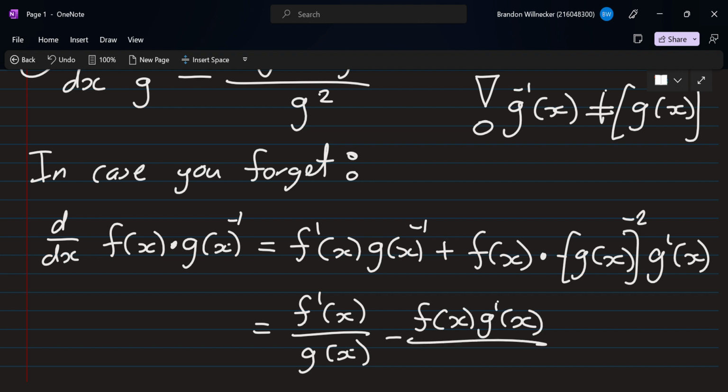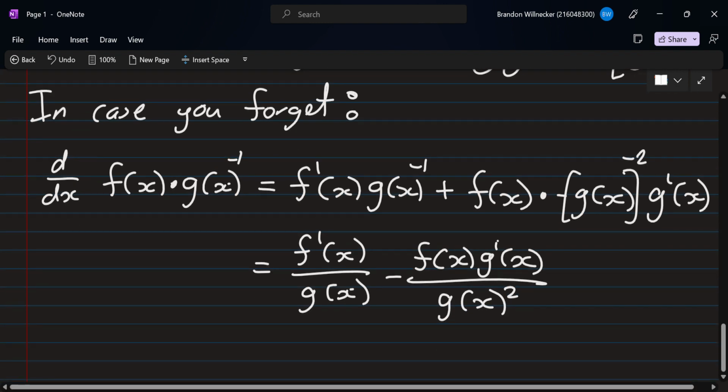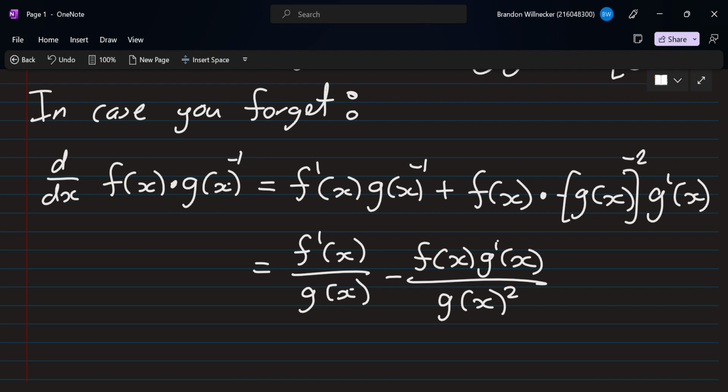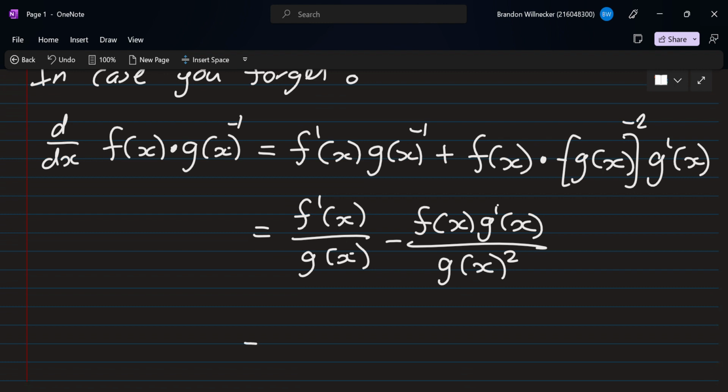And again, that minus 2 in the exponent means it belongs in the denominator. Okay, so in the first term, we have a g in the denominator. In the second term, we have a g squared. So we can find a common denominator and add the two fractions, or in this case, subtract them.